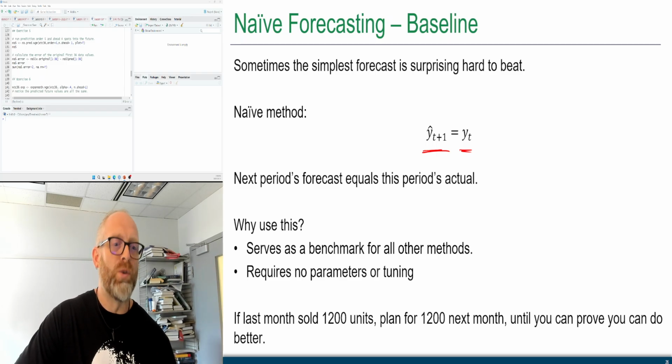So if last month sold 1,200 units, using this method, we plan to sell 1,200 units next month. And we do this until you can prove that you can do better.